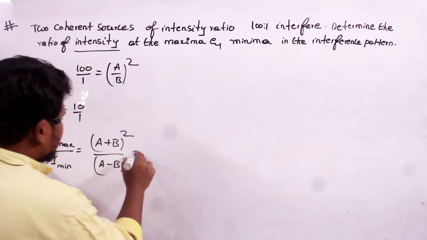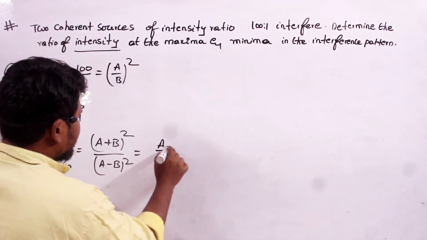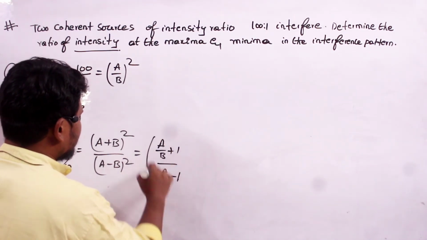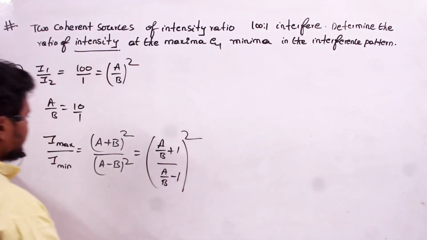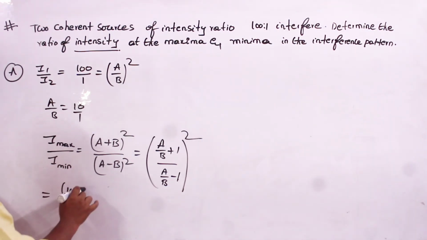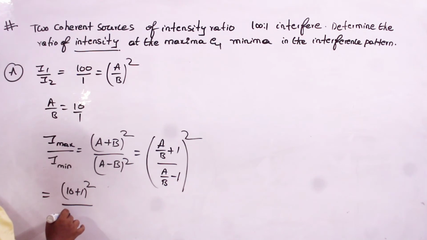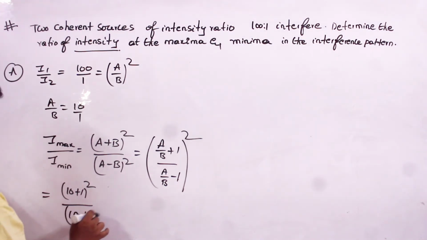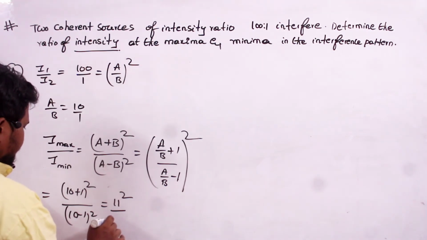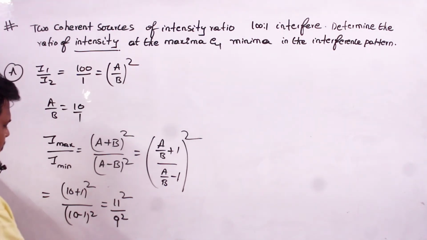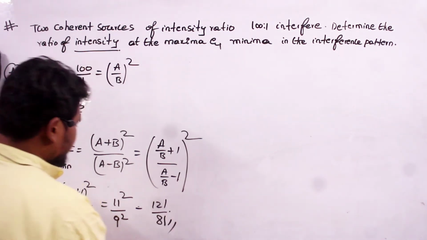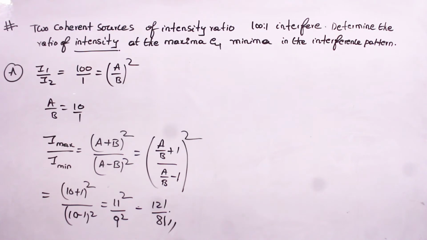Clear, no? So this can be written as (A/B + 1) divided by (A/B - 1), whole square. So therefore A/B value is 10. (10 + 1) whole square divided by (10 - 1) whole square. So 11 square divided by 9 square. Okay? So 121 divided by 81. That is my answer.